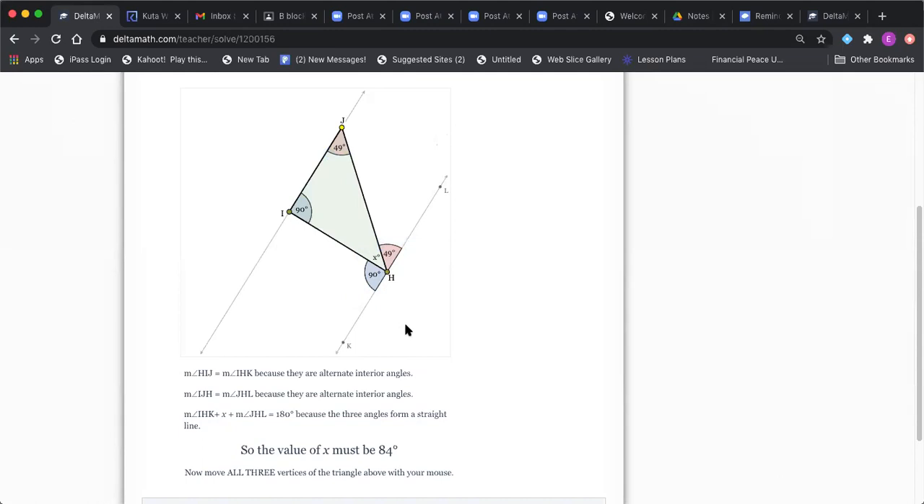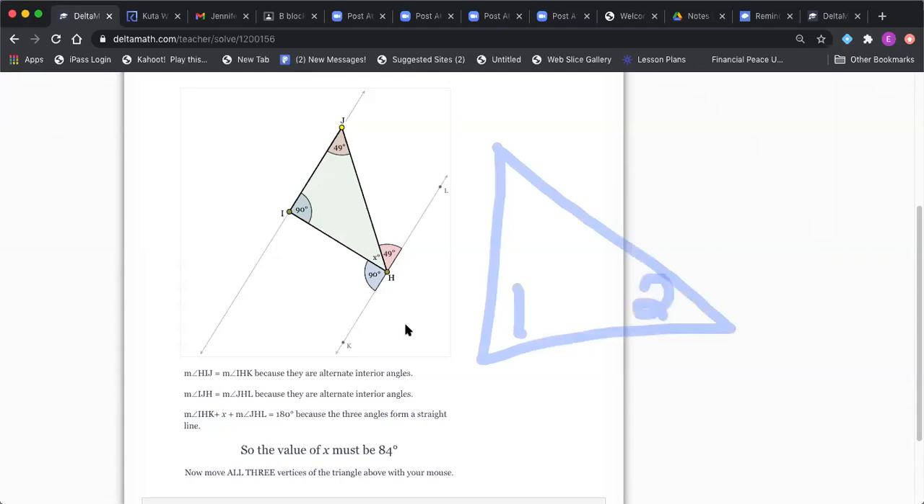So therefore, what I can say is that even now for all future cases, I don't need to draw these parallel lines. I know that in any triangle, no matter what, if I add the three angles together, it will always be 180. And that's why.